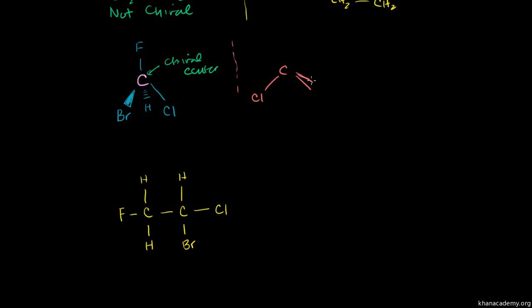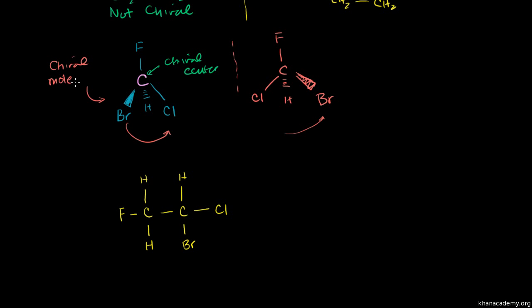You have the bromine on the right now. The hydrogen is still in back, and then you have the fluorine above it. No matter how you try to rotate this, if you try to get the bromine all the way over there, then the hydrogen would be in this position, and the chlorine would be in that position. No matter how you flip this around or rotate it or shift it, you will never be able to superimpose this molecule on that molecule right there. So that is a chiral center, and this is a chiral molecule.